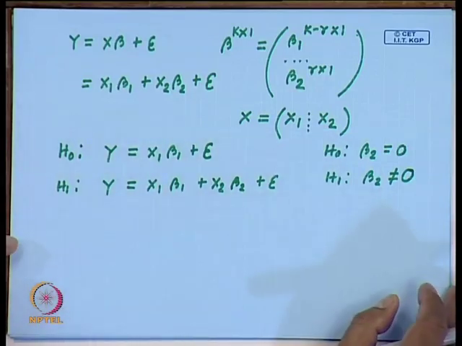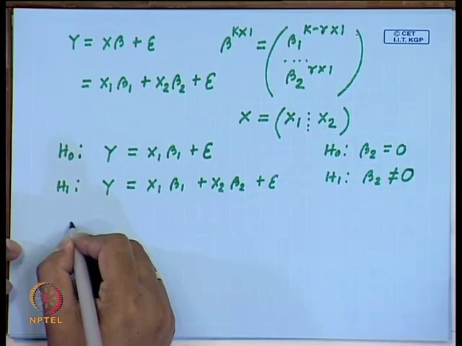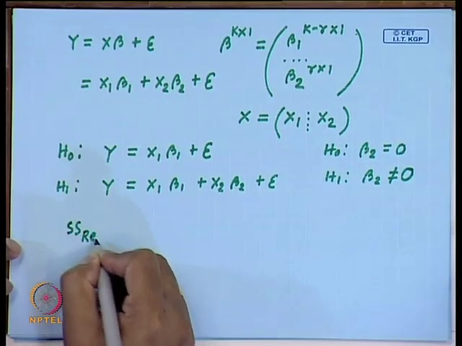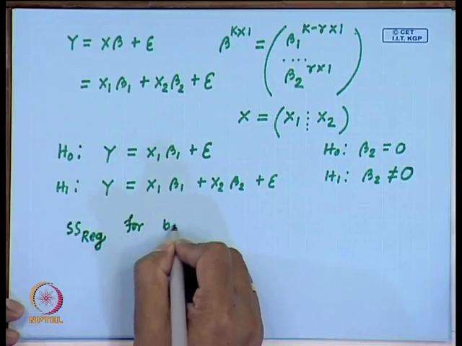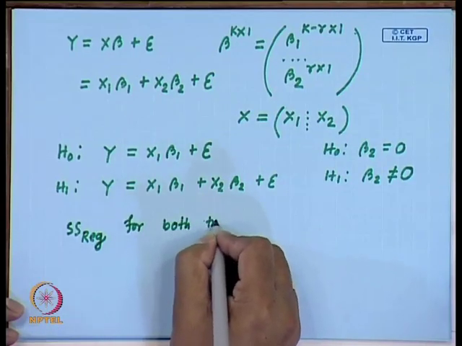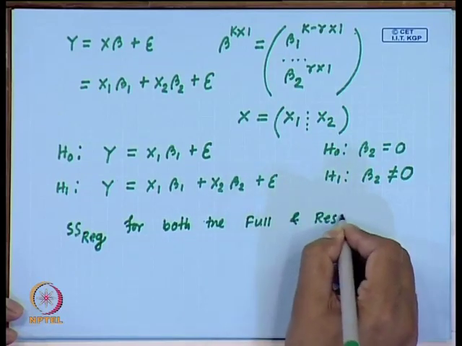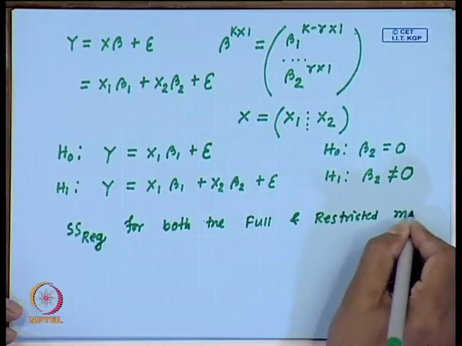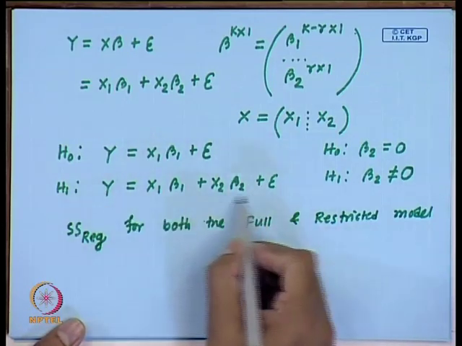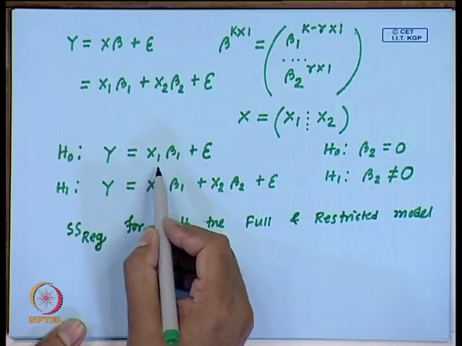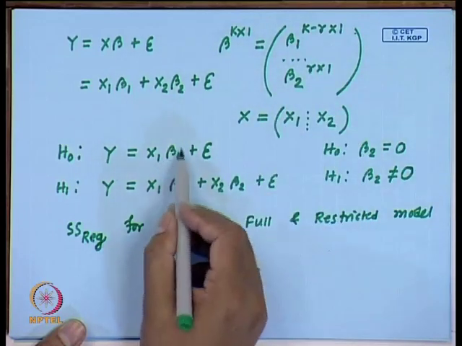Okay. So, what we do here is that we compute SS regression for both the full and restricted model. Well, so this one is the full model, this involves all the regressors, and this is the restricted model which involves only k minus r, basically, k minus r minus 1 regressors, right.